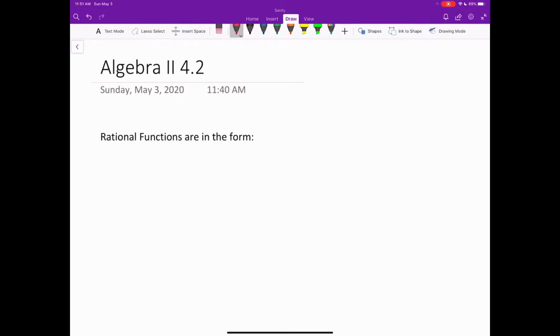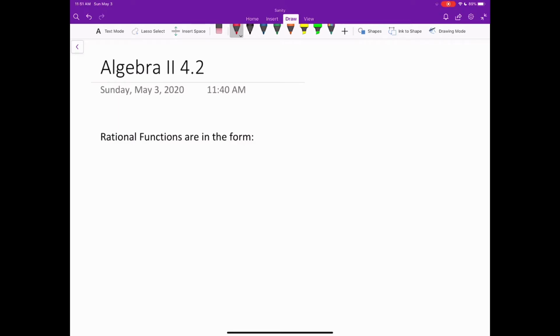Let's get rolling. Rational functions. We're still talking about those, and we're going to see how to rewrite some more complicated ones so it makes it easier to graph them. First, I want to go over just a bunch of review that's going to help us with this.